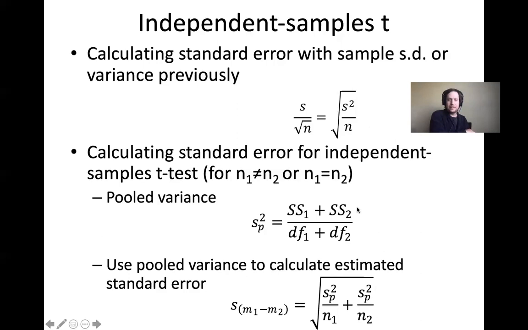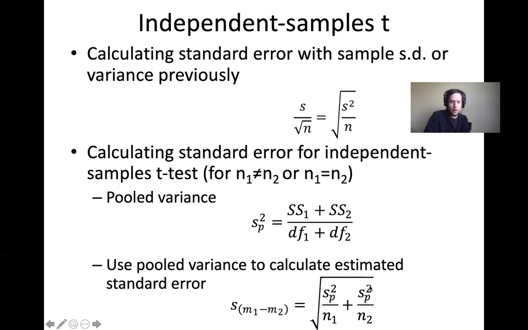But in order to calculate estimated standard error in chapter 10, we have to know this thing called pooled variance, which is what this is right here. You take sum of squares 1 plus sum of squares 2 and divide by degrees of freedom 1 plus degrees of freedom 2. I'll definitely show you an example of how to do this on a subsequent slide, to make this a little bit less abstract like it is there.